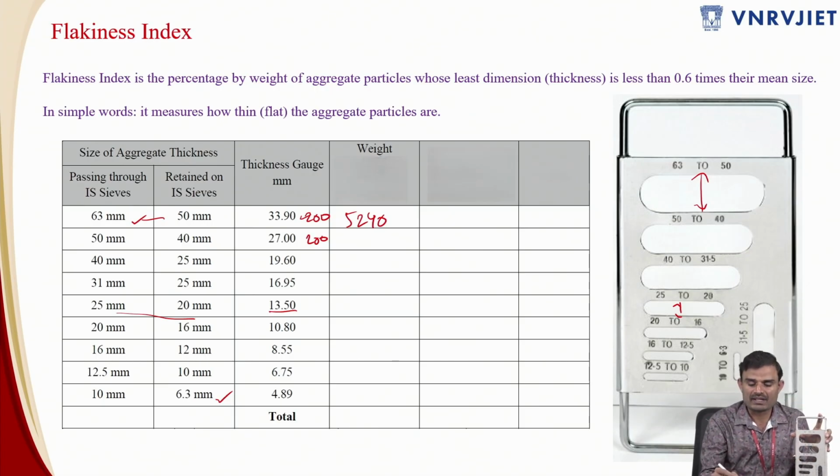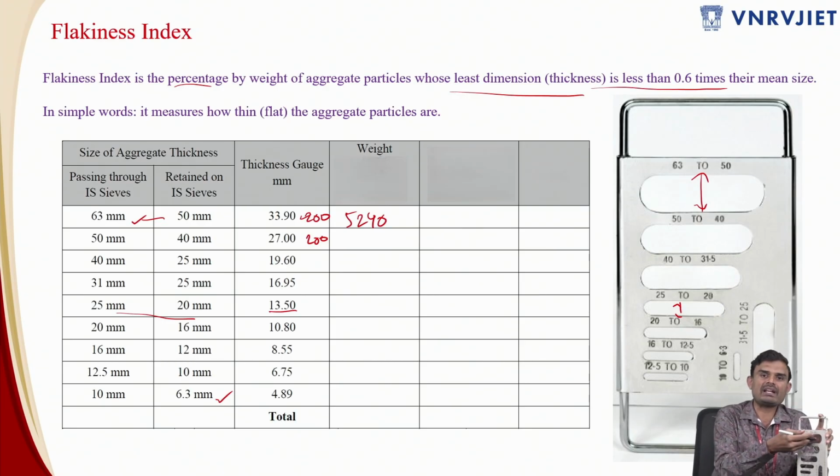Because the definition is the percentage by weight of the particles. First, the percentage we will look into later. So by weight of the particles whose least dimension is less than 0.6 times of the mean. If the least dimension is less, only then will the aggregate particle pass through this. So you don't need to remember whether it is passing or retained, you look into the definition. It says by weight of the particles whose least dimension, that is along the thickness, is less than this particular value, it is going to pass through this slot. That is how you keep the flaky particles separately.